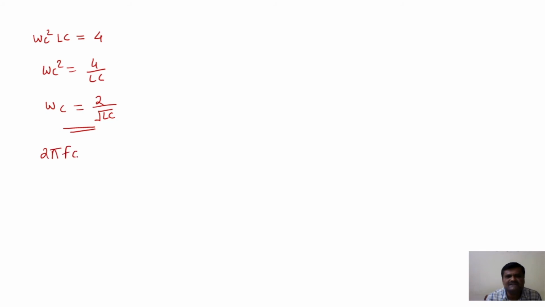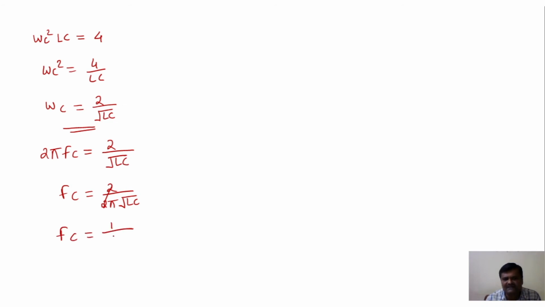Omega c square LC is equal to 4 from previous slide. So write omega c square equal to 4 by LC. So omega c is equal to 2 by root LC. If you try to find fc, how do you write? 2 pi fc is equal to 2 divided by root LC. Then fc equals 2 divided by 2 pi root LC, 2 cancels. So right here fc equals 1 by pi root LC.